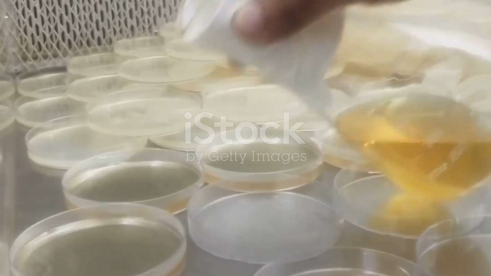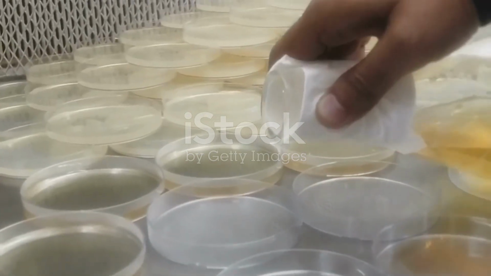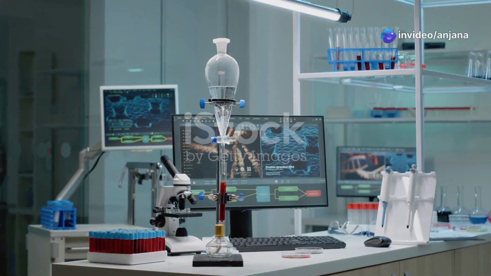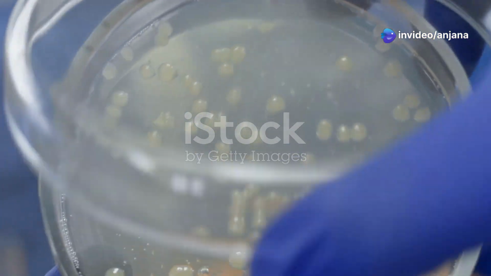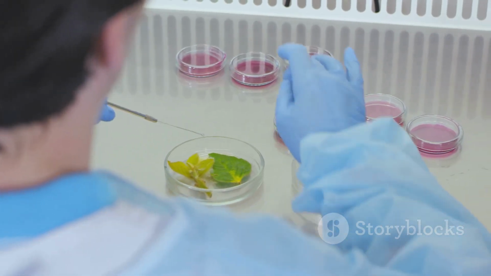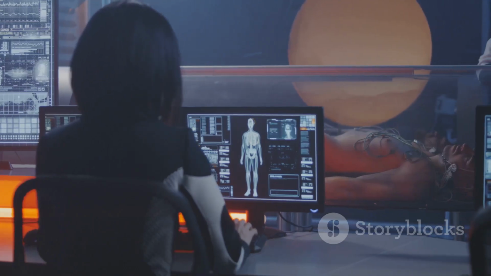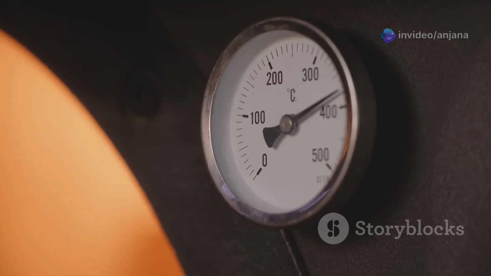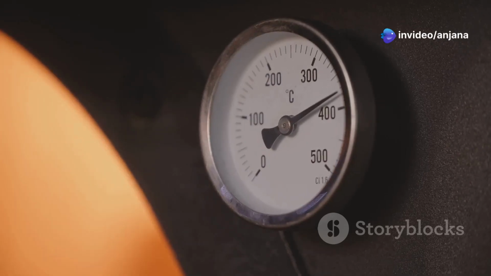Section 6. Giving microbes a home. The importance of incubation. Incubation is the process of providing specific environmental conditions. These conditions allow microbes on a plate to grow and multiply. After plating, Petri dishes are placed in an incubator. An incubator is a piece of equipment that maintains a controlled environment. The most critical factor controlled by an incubator is temperature.